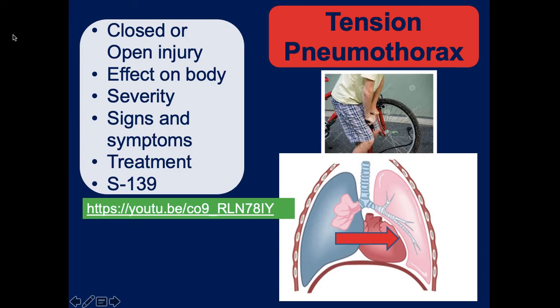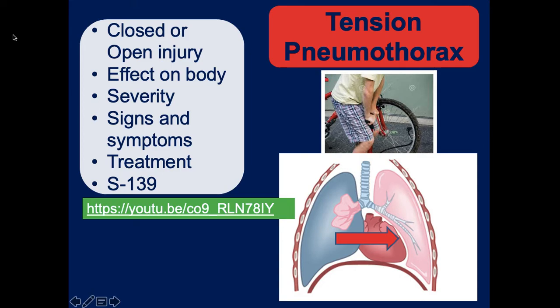So the signs and symptoms of a tension pneumothorax developing: this person probably initially already had shortness of breath. They probably already had a low oxygen saturation level, but their vital signs were stable. Their blood pressure was probably fairly normal. Their heart rate was high, but that's not abnormal. Their skin was probably pale and cool and moist. They're probably fairly stable patients.